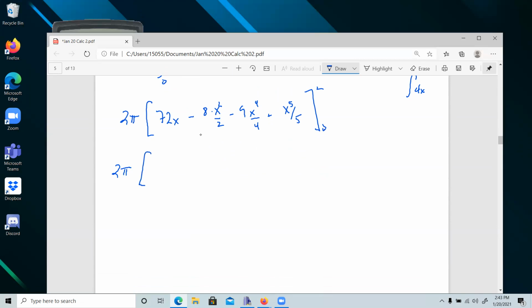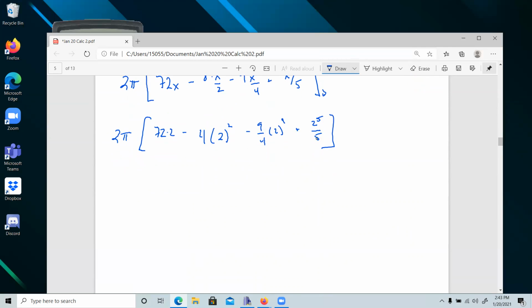It's really nice. So if I plug in 0 to these, we still get all zeros, right? If I plug in 2, right, we get 72. All right. So we get 72 times 2 minus 8 over 2, that's 4, right? And then we have a 2 squared minus 9 over 4. We have a 2 to the 4th here, plus 2 to the 5th over 5. There's some arithmetic that's going to happen here. Ugh. 2 pi, what is 72 times 2? What is that, 144? 2 squared is 4, so minus 16. 4 times 4 is 16.